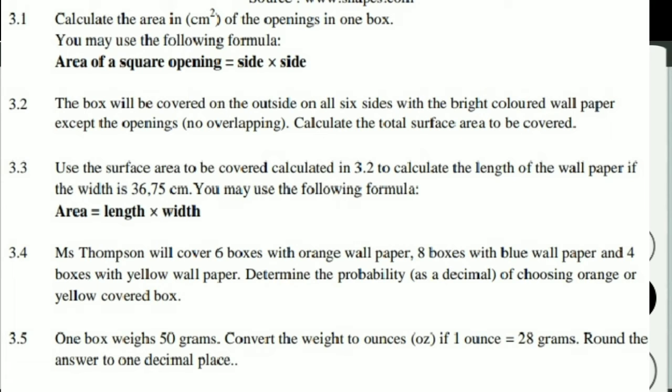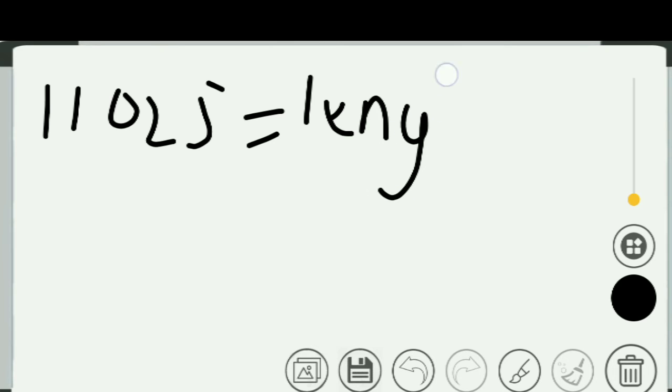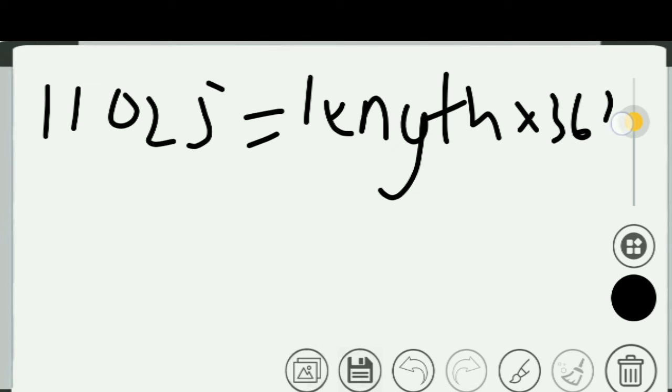So guys, in 3.3, the question says, use the surface area to be covered calculated in 3.2 to calculate the length of the wallpaper if the width is 36.75 centimeters. You may use the following formula: area equals length multiplied by width. So this is how we do this question. We say 11,025 equals length multiplied by 36.75.